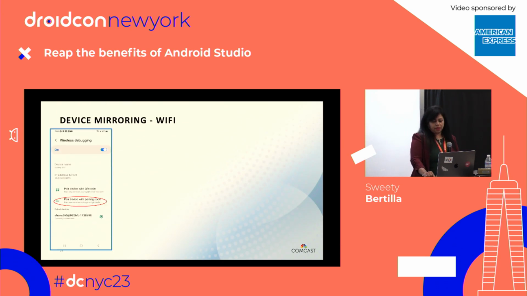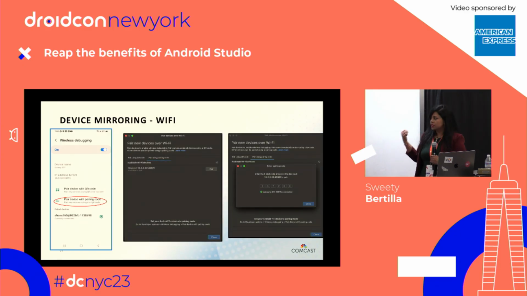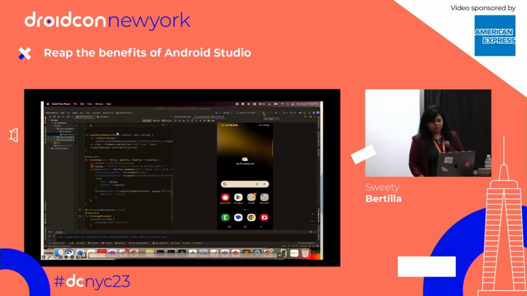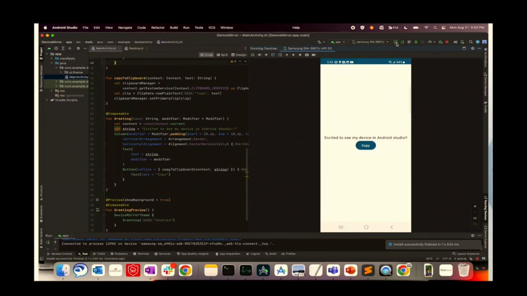Same thing with the pairing code. You would enter the pairing code, and once you entered it, it will say your Samsung device is connected. Isn't that cool? So here's a demo I want to show you where I am pairing my devices.